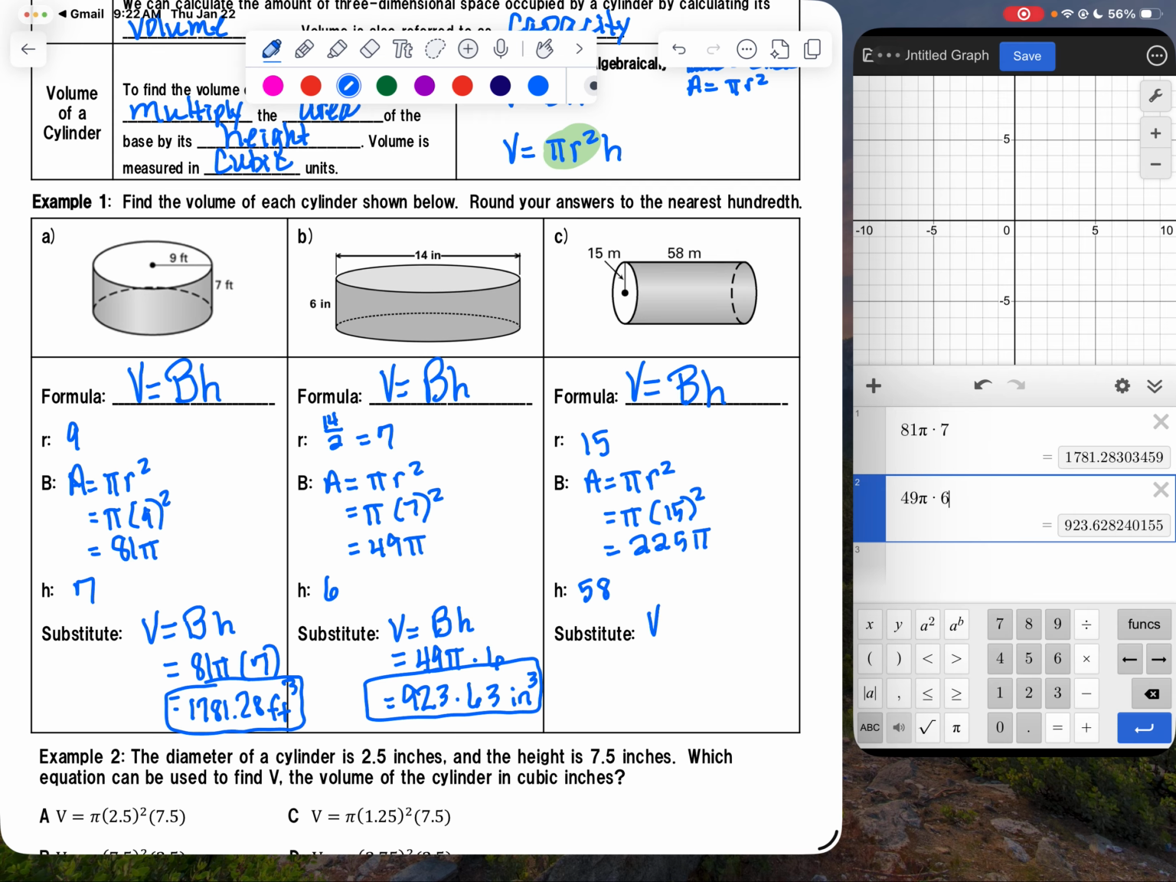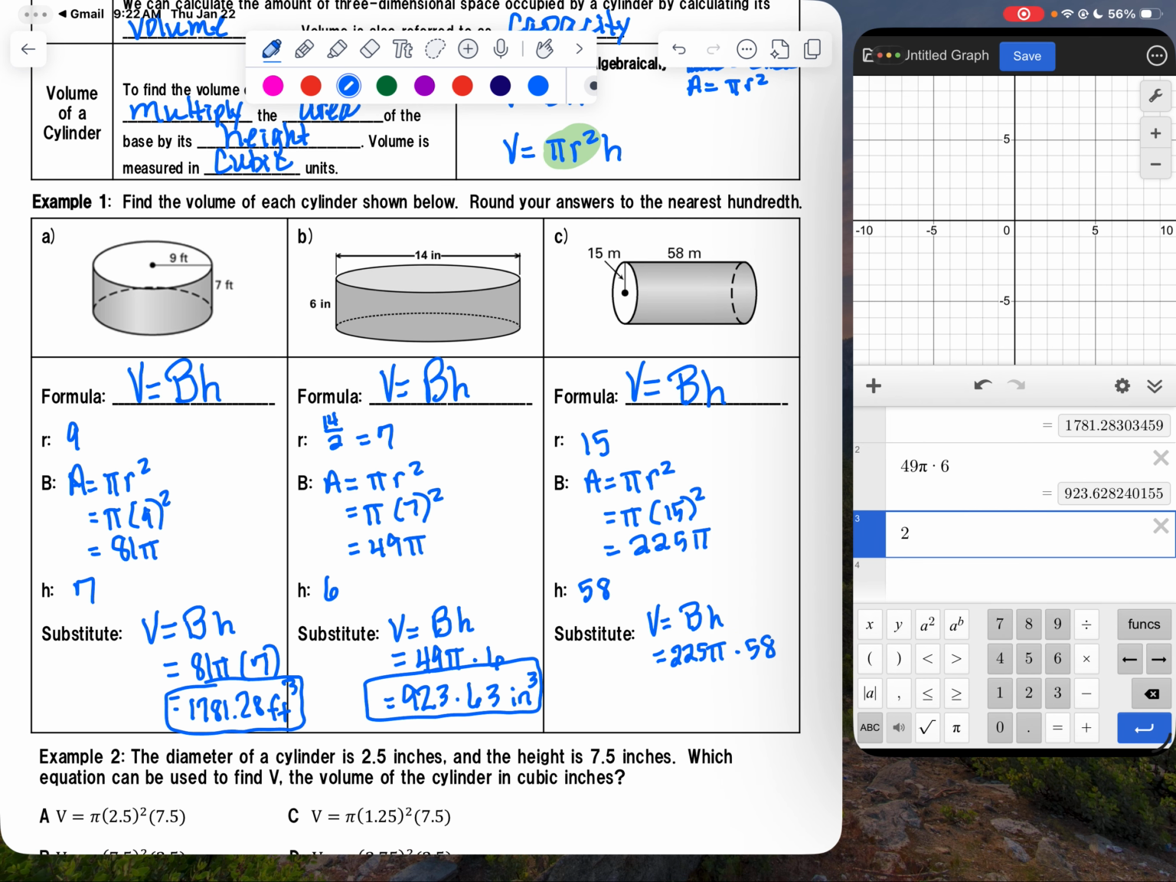So when I substitute all this into my formula, volume equals area of the base times the height, I get 225 pi times 58. Put that in my calculator, 225 pi times 58, and we get 40,997.78 cubic meters.